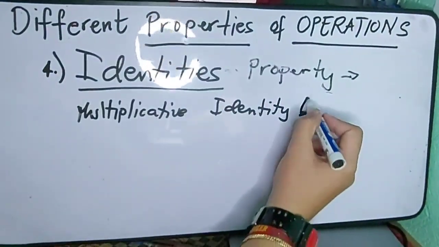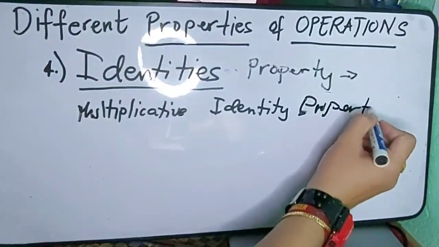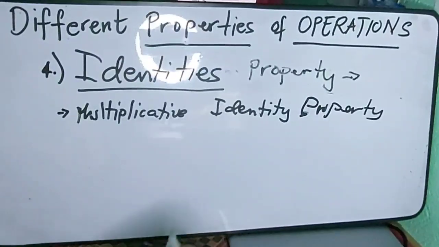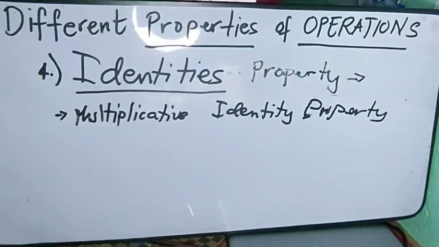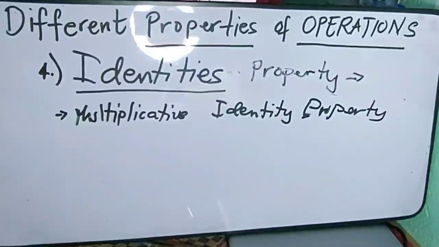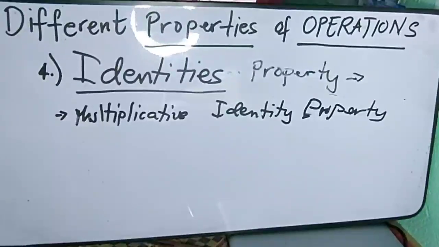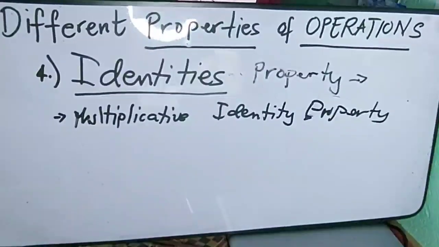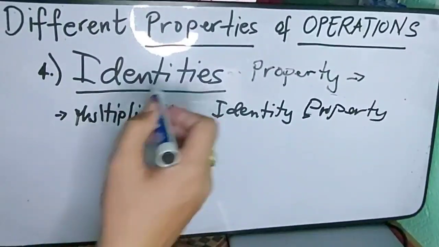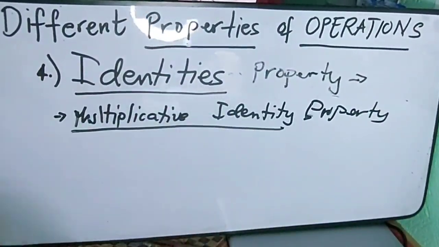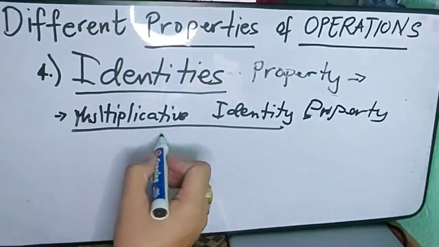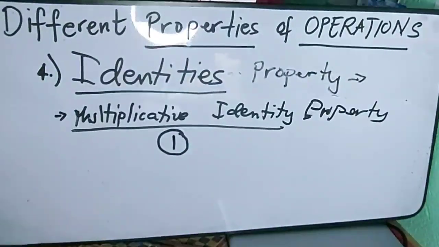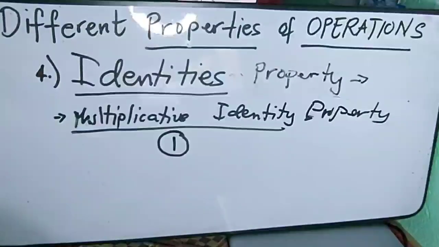Multiplicative identity property. This is the second one. From the word itself, multiplicative, the operation that we're going to use now is multiplication. The multiplicative identity property says the product of any number and 1 is the given number itself. What is our multiplicative identity? 1. Any number multiplied by 1, the answer is the given number itself.